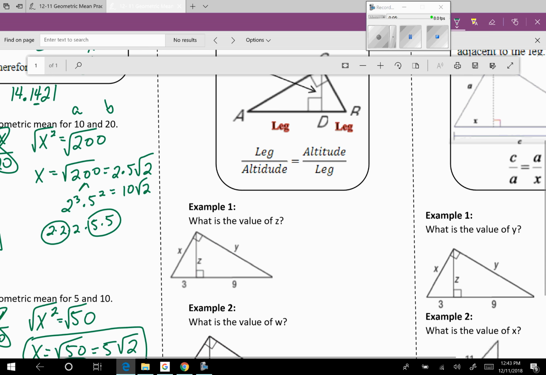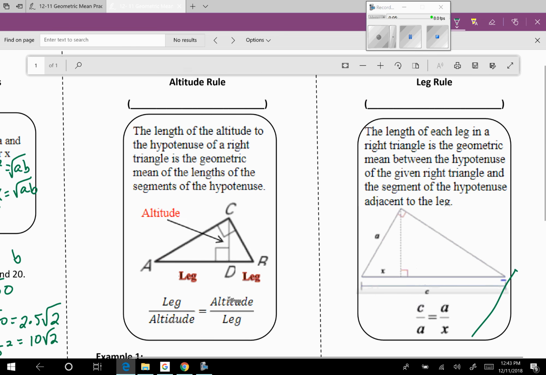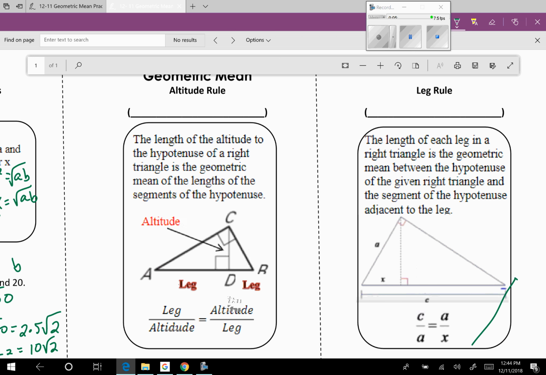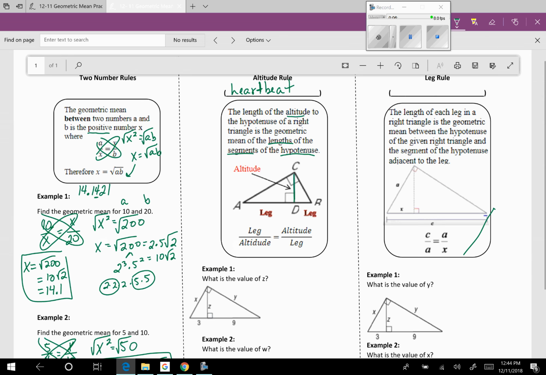Okay, now we're going to go over here to our first rule about these geometric means with right triangles. Now these only apply to right triangles. So the first rule is called the heartbeat rule. And you're going to see why it's called that because we're going to make a little drawing. So it says the length of the altitude, so right here, this is your altitude in the middle, to the hypotenuse of a right triangle, is the geometric mean of the lengths of the segments of the hypotenuse.